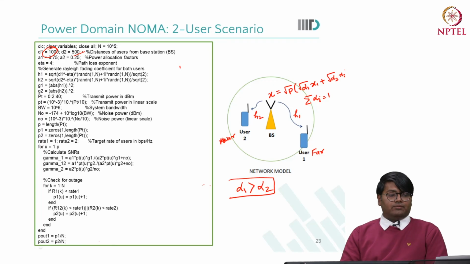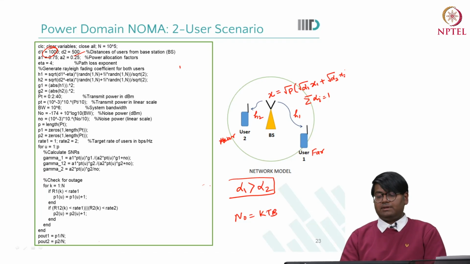Now we want a plot of the outage probability as a function of transmit power. So we first initialize a range of transmit power from 0 dBm to 40 dBm. Then we set our system bandwidth as 1 megahertz. Then we calculate the thermal noise power. N0, the thermal noise power, can be calculated using this formula, where K is Boltzmann's constant, T is the temperature, and B is your system bandwidth.